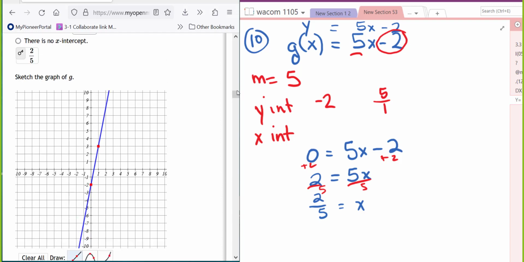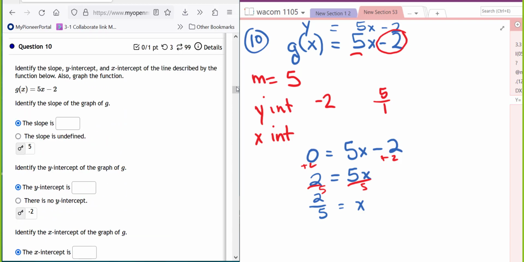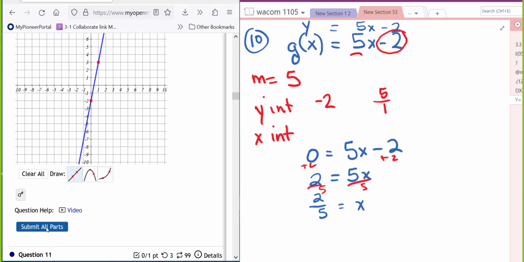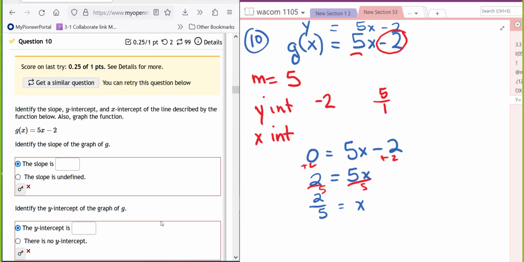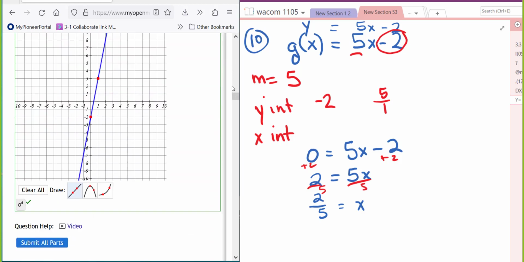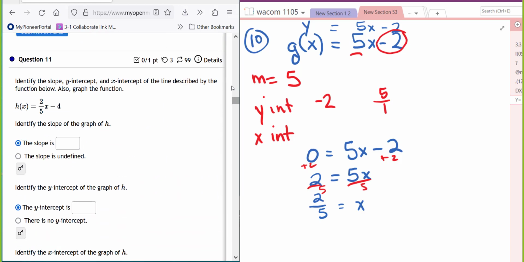Let's see if I put all these answers in, so I didn't put any in. All right, so if I have the graph right, I should only get 0.25. And that's what I got. So the graph is green. All right, so we're good there. So let's see about 11.